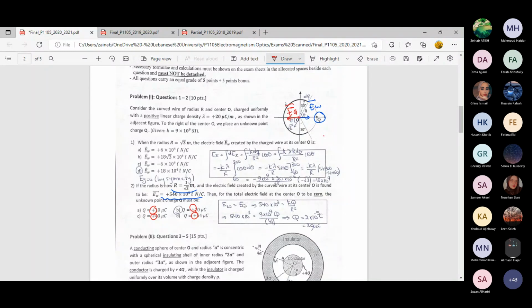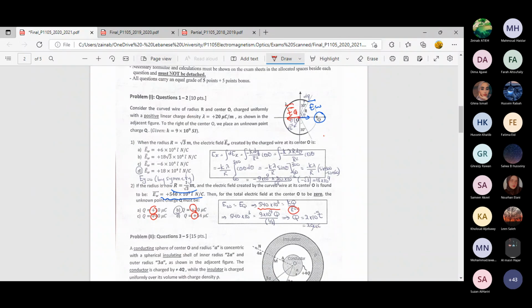Now EW is the electric field generated by the portion of a wire, already given, no need to calculate it. EQ is the electric field generated by a point. By a point, it's an easy formula, no need to integrate. It's KQ over distance squared. What's the distance? It is big R, which is the radius. So we have everything. We have K, we have EW. Just substitute and find big Q, and you have your answer.